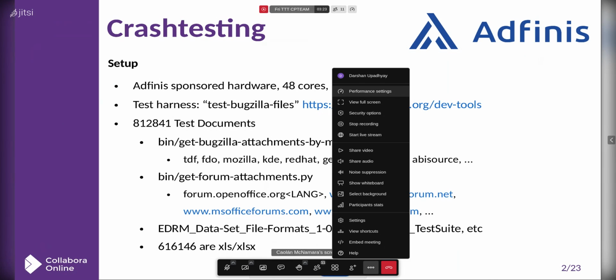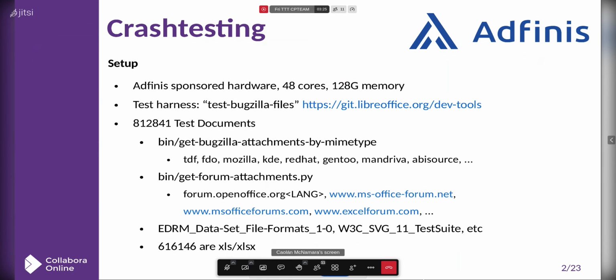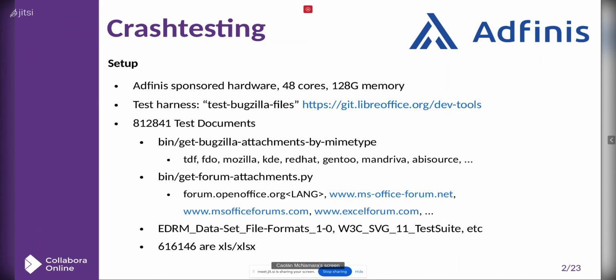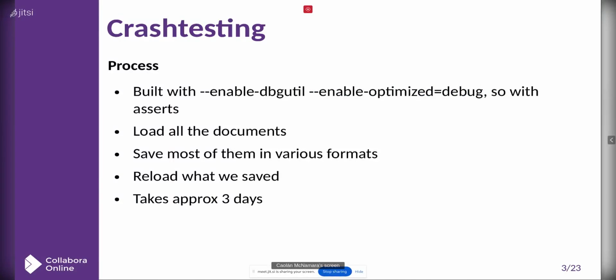So that's just a few of the places that they come from: the OpenOffice forums, LibreOffice ones, Microsoft Office ones, etc. So there's a huge amount of documents there, but the vast majority of them are Excel documents. We've got 600,000 plus Excel documents, and the rest make up that remaining gap. So we're very heavily biased towards Calc in the crash testing. That whole process takes about 3 days from start to finish.